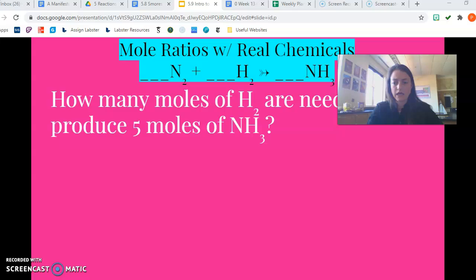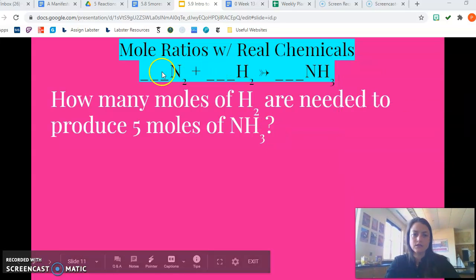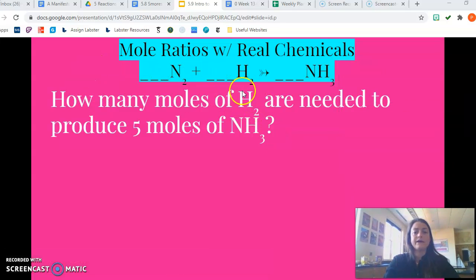All right, so here's a full chemical equation. How many moles of hydrogen gas, H2, are needed to produce 5 moles of NH3? Okay, so we're going to have to balance this first. So we have 2 of our nitrogen atoms on the left over here, and we only have 1 on the right. So we would need to put a coefficient of 2 in front of this NH3 on the right.